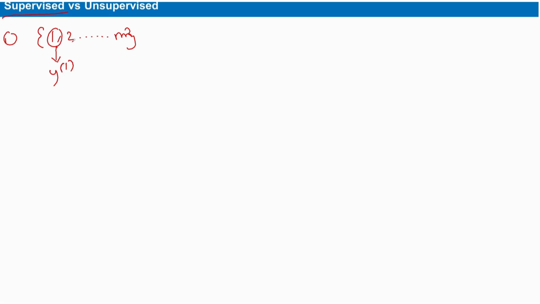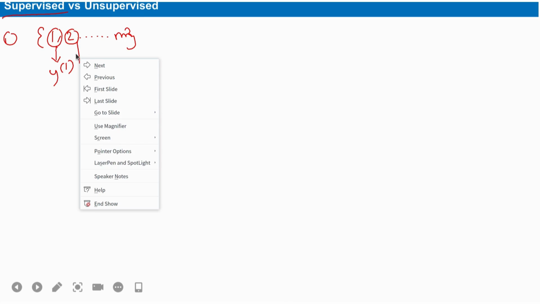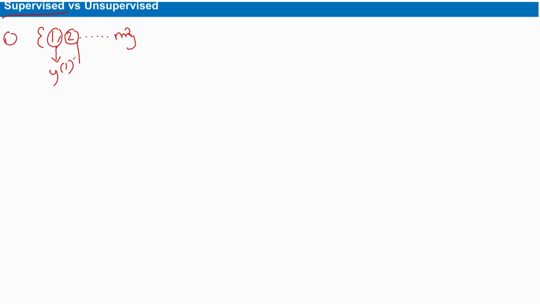For the second example also, it will have its respective label, which is denoted as y2. In this way, for each example it will have a label, up to ym. So supervised machine learning is nothing but whatever training data you have, for each sample or each example it must have the label y.